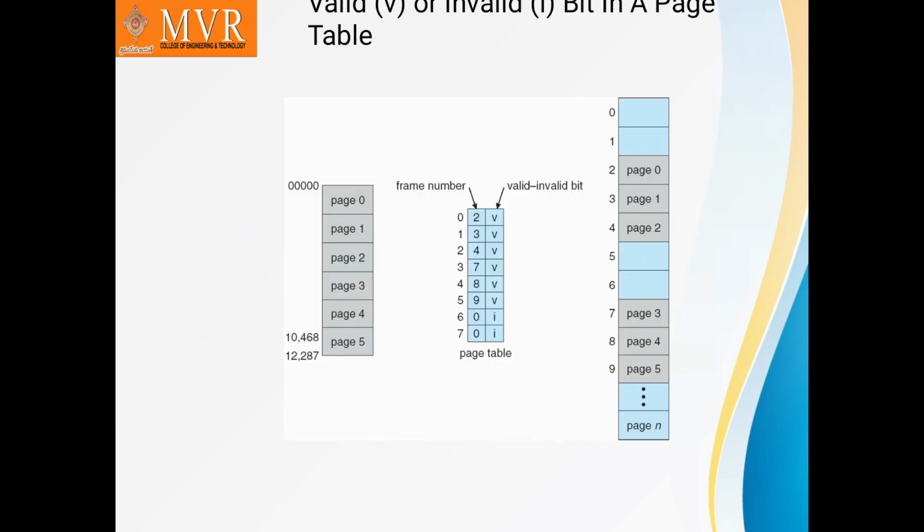So memory protection will be used as valid and invalid bit. Again I explain, this is very important. See here, there are 6 page numbers, that is page 0 to page 5. In this page table, here are the frame numbers. If the frame number has data, then we write it as a valid bit. If there is no data, then we write it as an invalid bit.